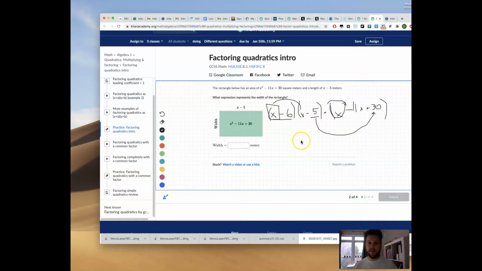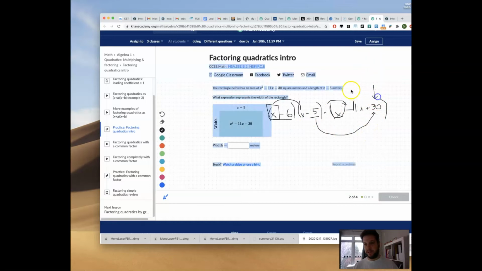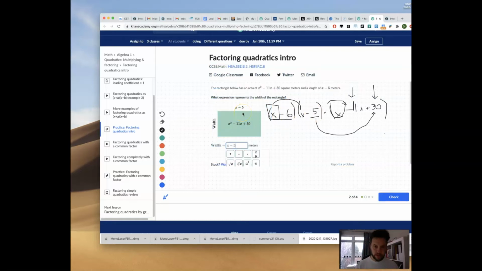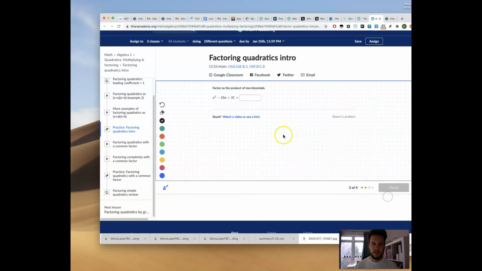So this is the game I was telling you a second ago. Two numbers that multiply to be 30 and add to be -11. Well, what are those numbers? Those are -6 and -5. So they're asking for the width, which is the one they didn't give you. So they gave you the x minus 5, so I'm giving them the x minus 6.